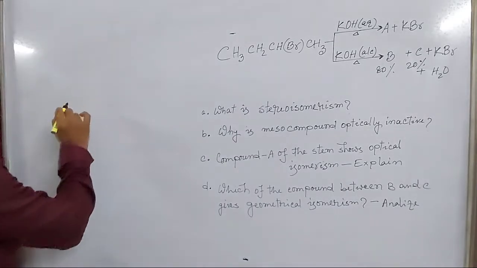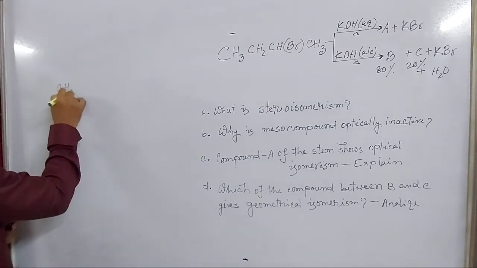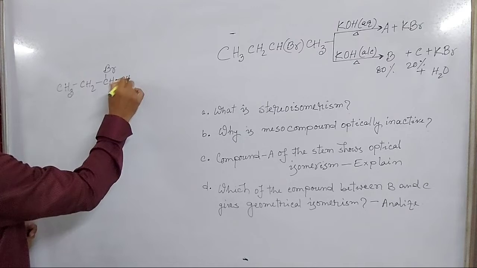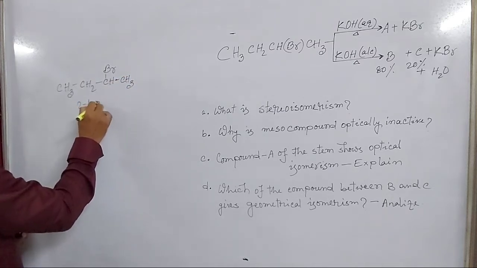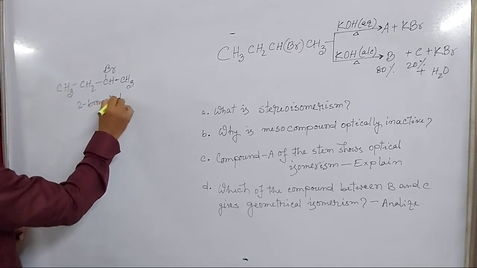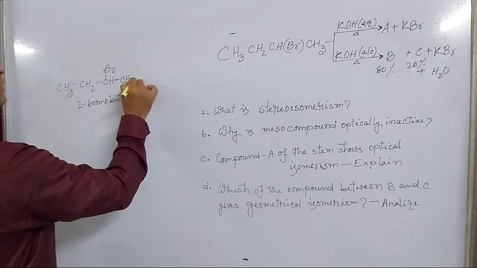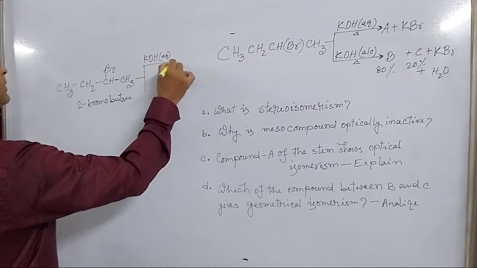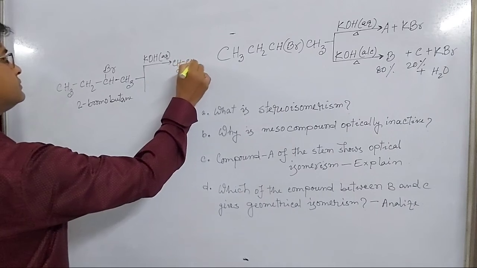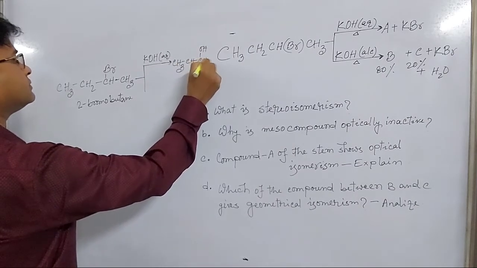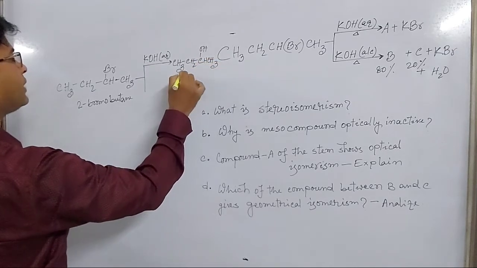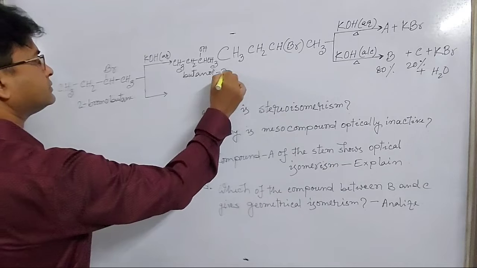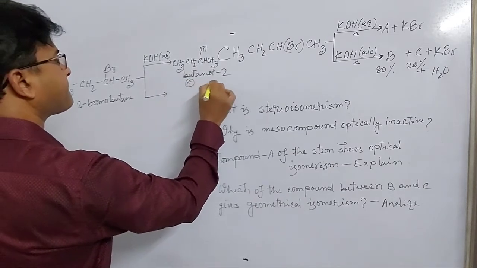Students, now look at the whiteboard. If I write here the reactant, this is actually 2-bromobutane. 2-bromobutane reacts with aqueous solution of potassium hydroxide to produce butanol-2 and potassium bromide.